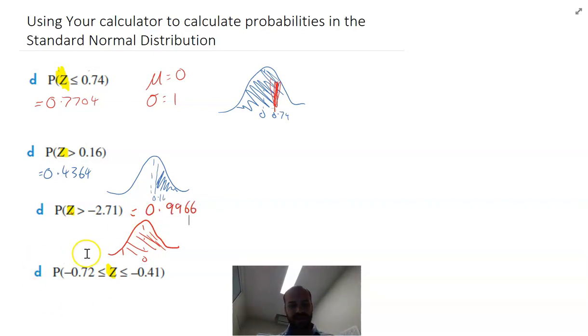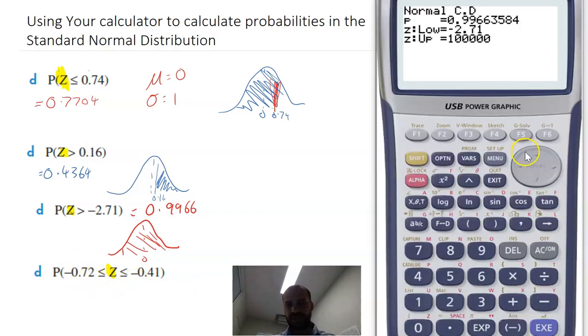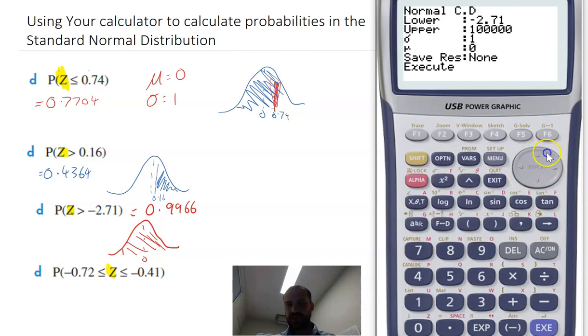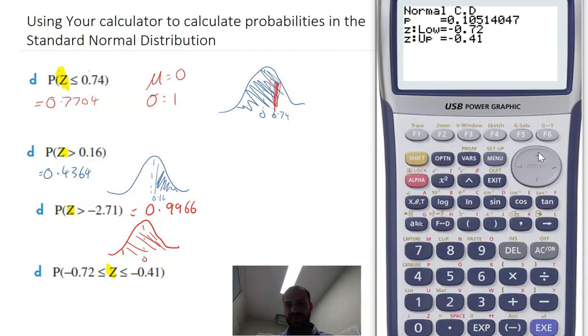And then this last one is probably the easiest question on the whole page because we don't have to think about it at all. The lower bound is negative 0.72. The upper bound is negative 0.41. And I get an answer of 10.51%, or 0.1051.